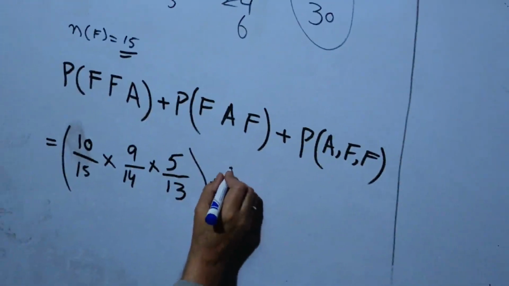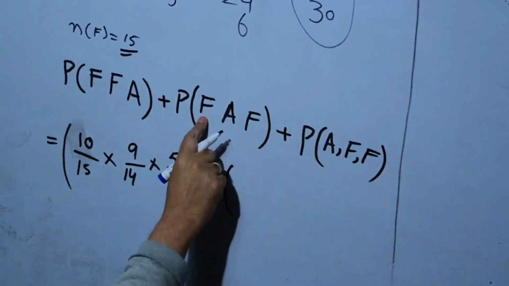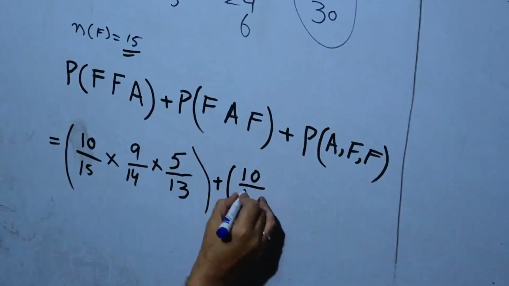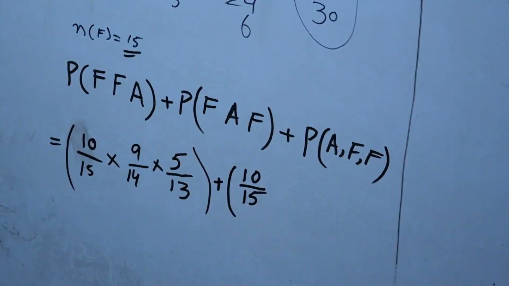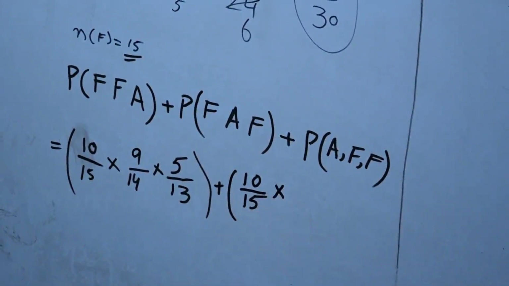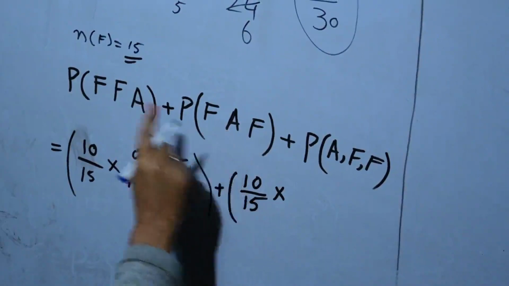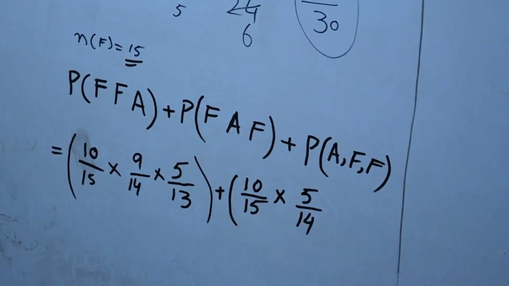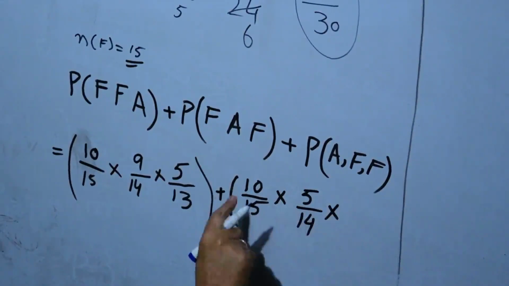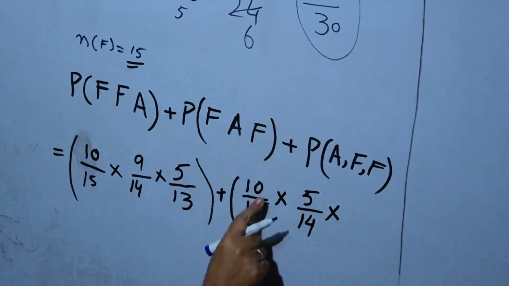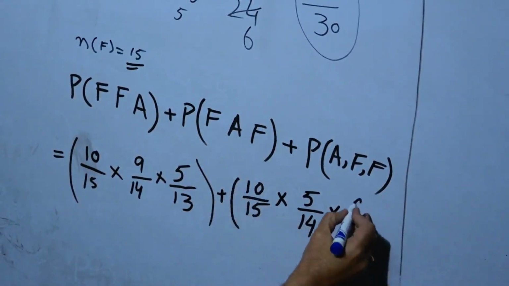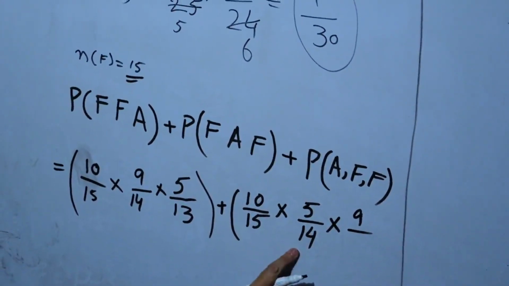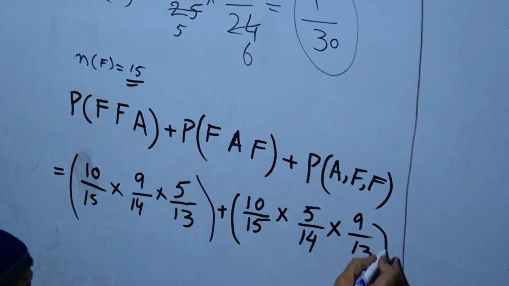Next is the first student. The probability of the first student who studies French but does not study Arabic is 10 over 15 again, multiplied by the second student being Arabic. Arabic, how many? 5. 5 over how many left? 14. Multiplied by now French but not Arabic. How many left? Total 10, 1 is chosen, so 9. Out of 15, 2 are selected, so how many left? 13. Put 13 here.